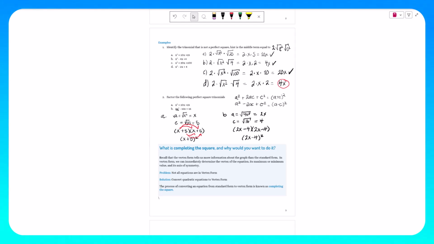So the problem we have is that not all equations are in vertex form. Well, the solution would be to convert quadratic equations to vertex form so that we can get all the information about the graph. Now, the process of converting an equation from standard form to vertex form is known as completing the square. And that's what we're going to do right now.